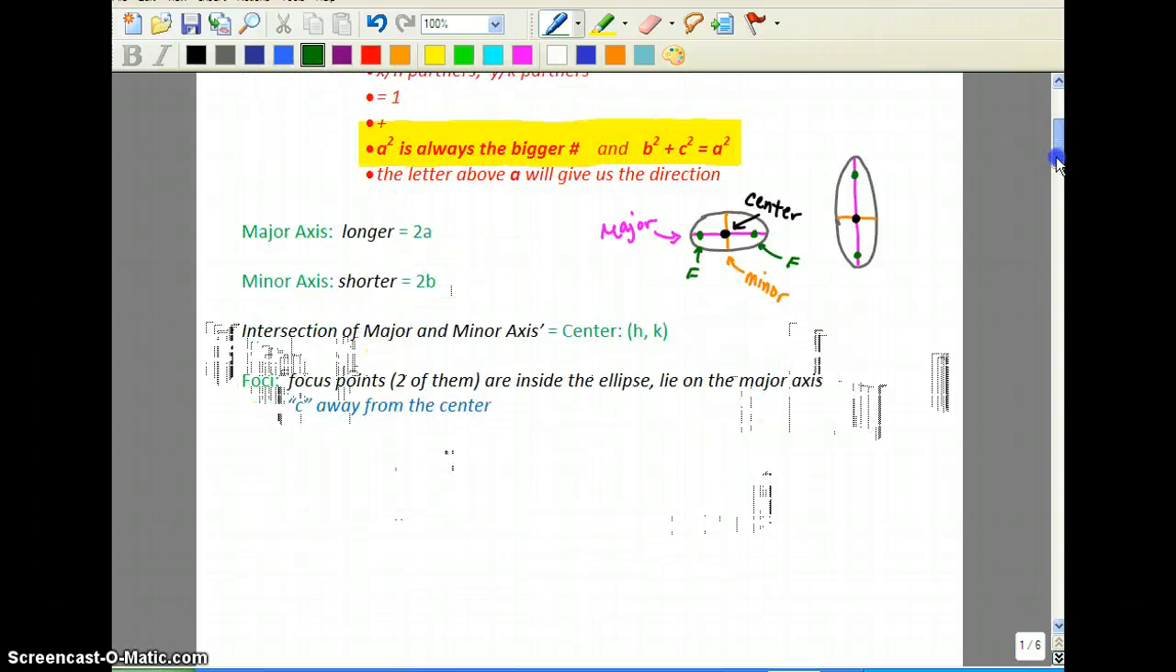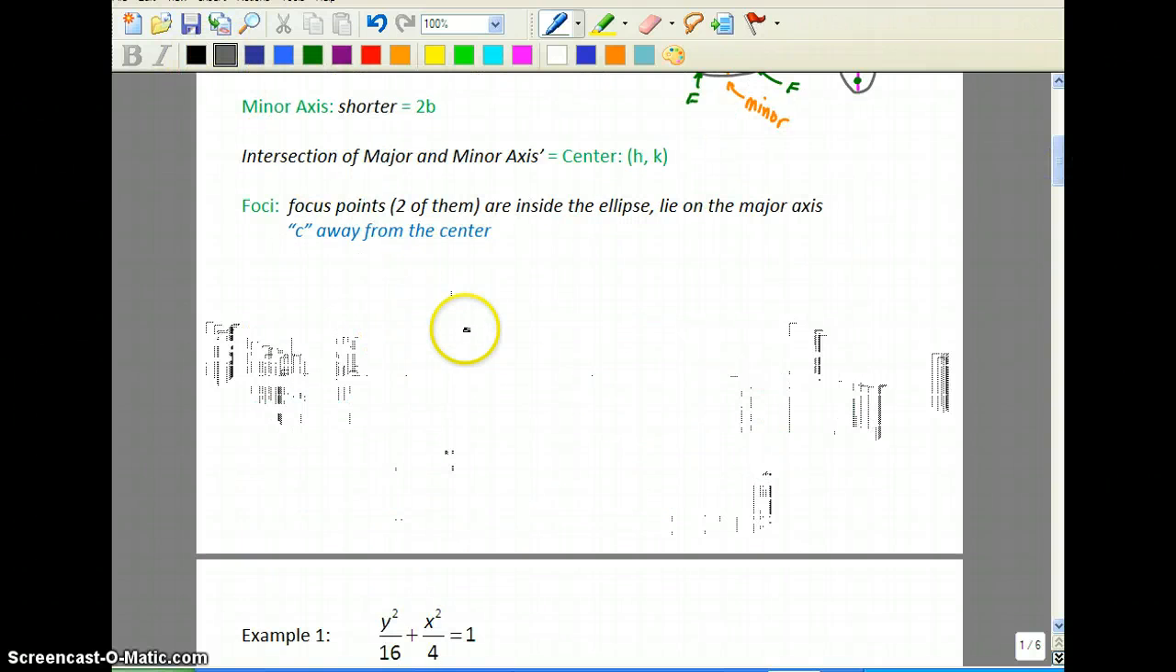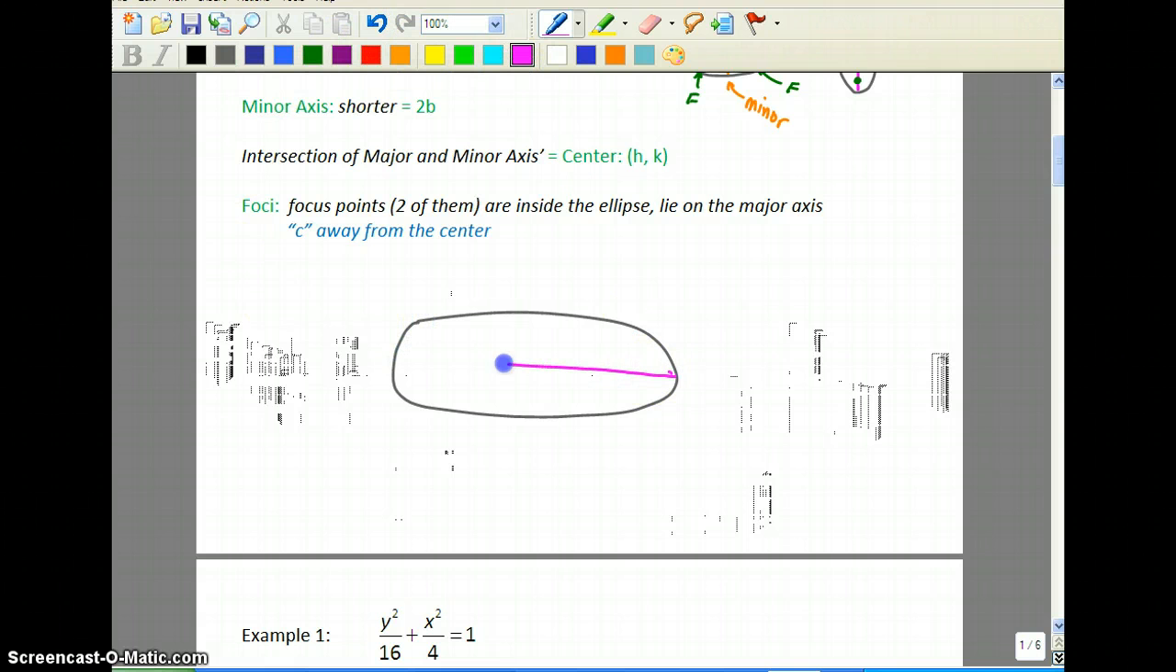One more thing I want to show you before we start an example. I just need to draw a bigger picture. So let's say we have this ellipse. We know that our major axis is this long one. Our minor axis is the short one. The center is where they intersect. And we would have foci points on both sides there on the major axis.